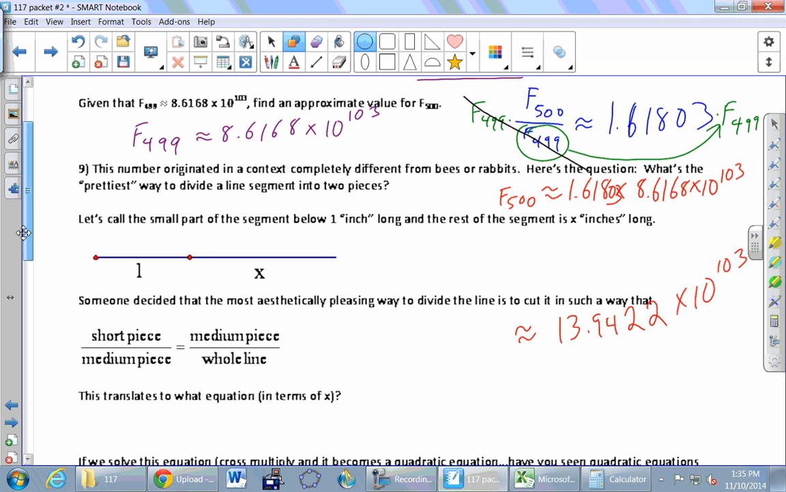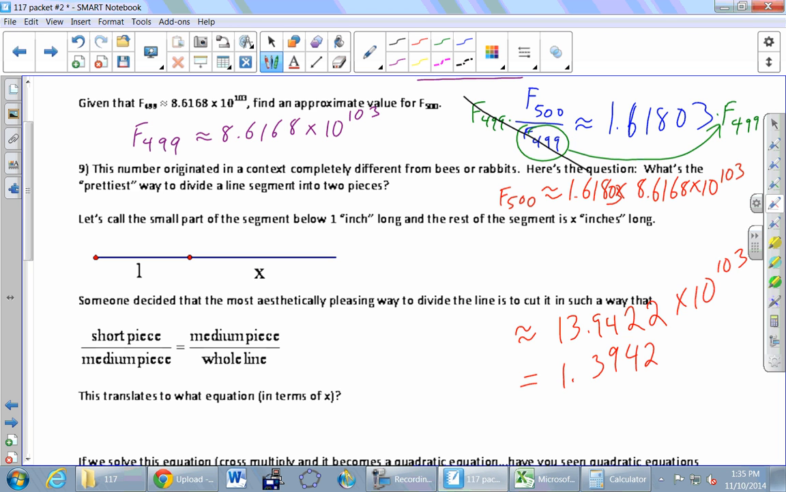So let's see if we can fix this. So this is equal to 1.39422. And then we've got to make sure we go the right way. We know we differed by 1. So it seems like the natural choices are 102 and 104.